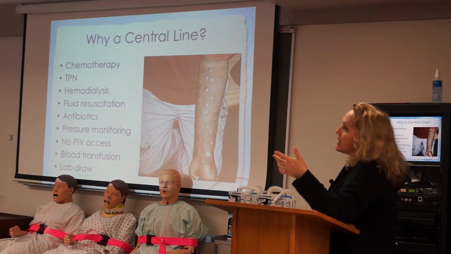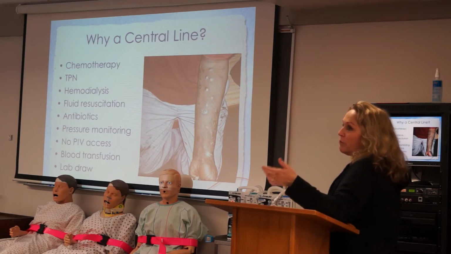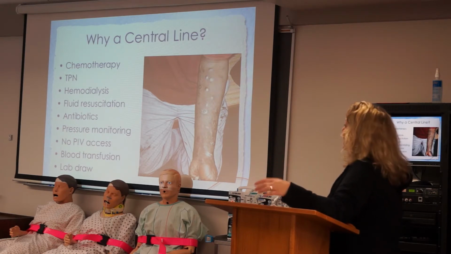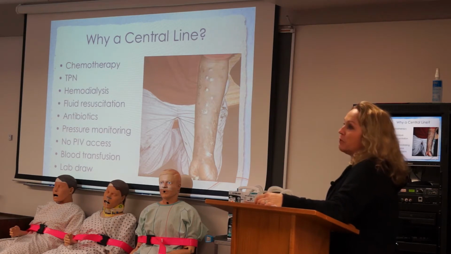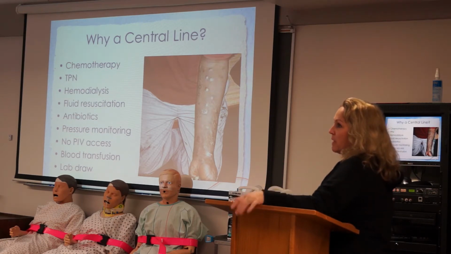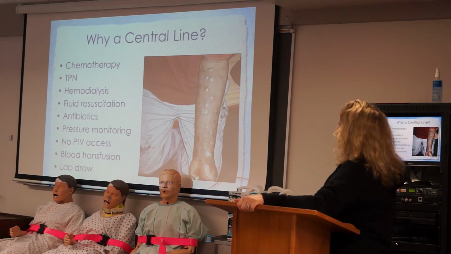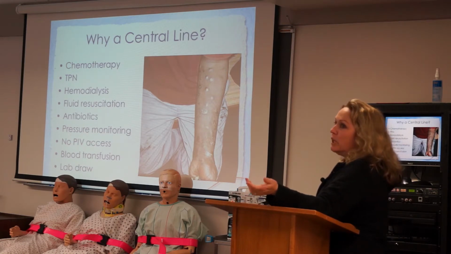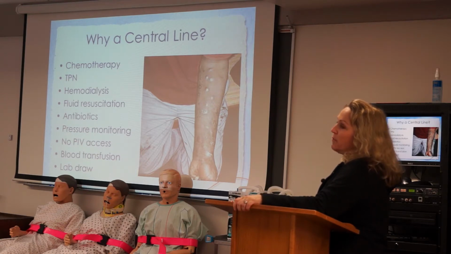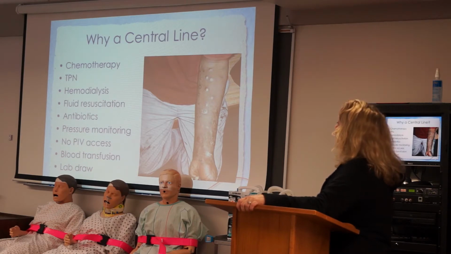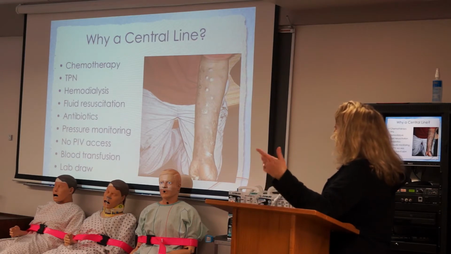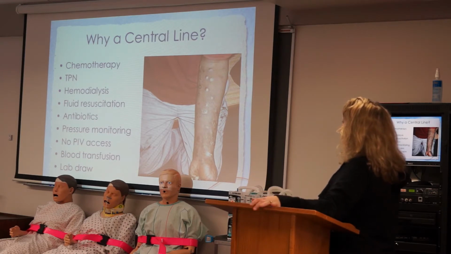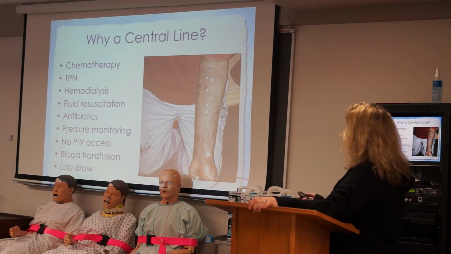Antibiotics: there are certain antibiotics that you really don't want to put through a peripheral IV because they're caustic to the veins. If you want to do any kind of cardiovascular pressure monitoring, you need a central line for that. If you have a little old lady who's 93 years old, her veins are 93 years old. Sometimes their veins are very friable and you just cannot get a peripheral IV in, so they will go to a central line or a midline. Blood transfusions, lab draws, if they don't have good peripheral access, they will put a central line in as well.